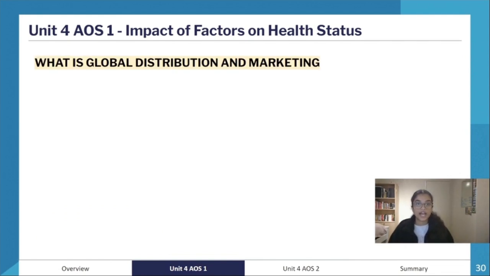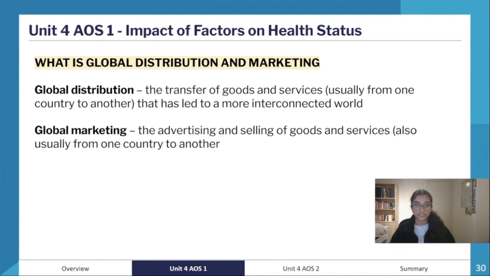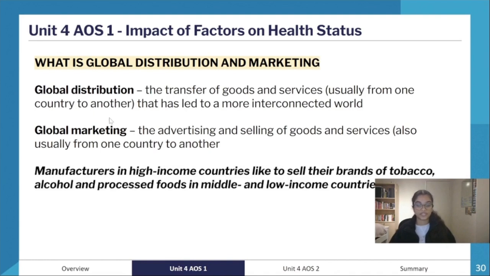And then we also have global distribution and marketing. This one is a bit less straightforward, but once you get the hang of it, it makes much more sense. Global distribution refers to the transfer of goods and services from one country to another, and it's led to a much more interconnected world. And global marketing refers to the advertising and selling of goods and services from one country to another.